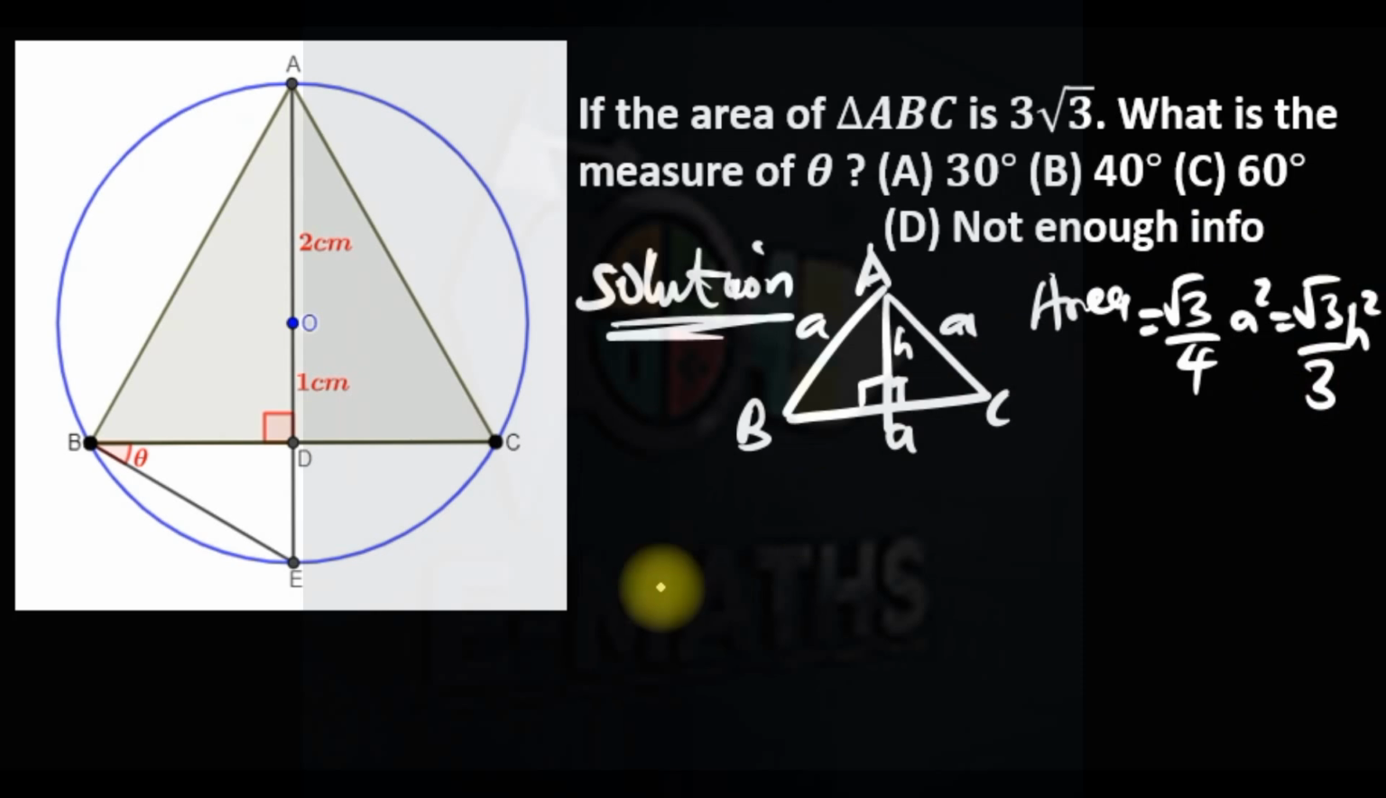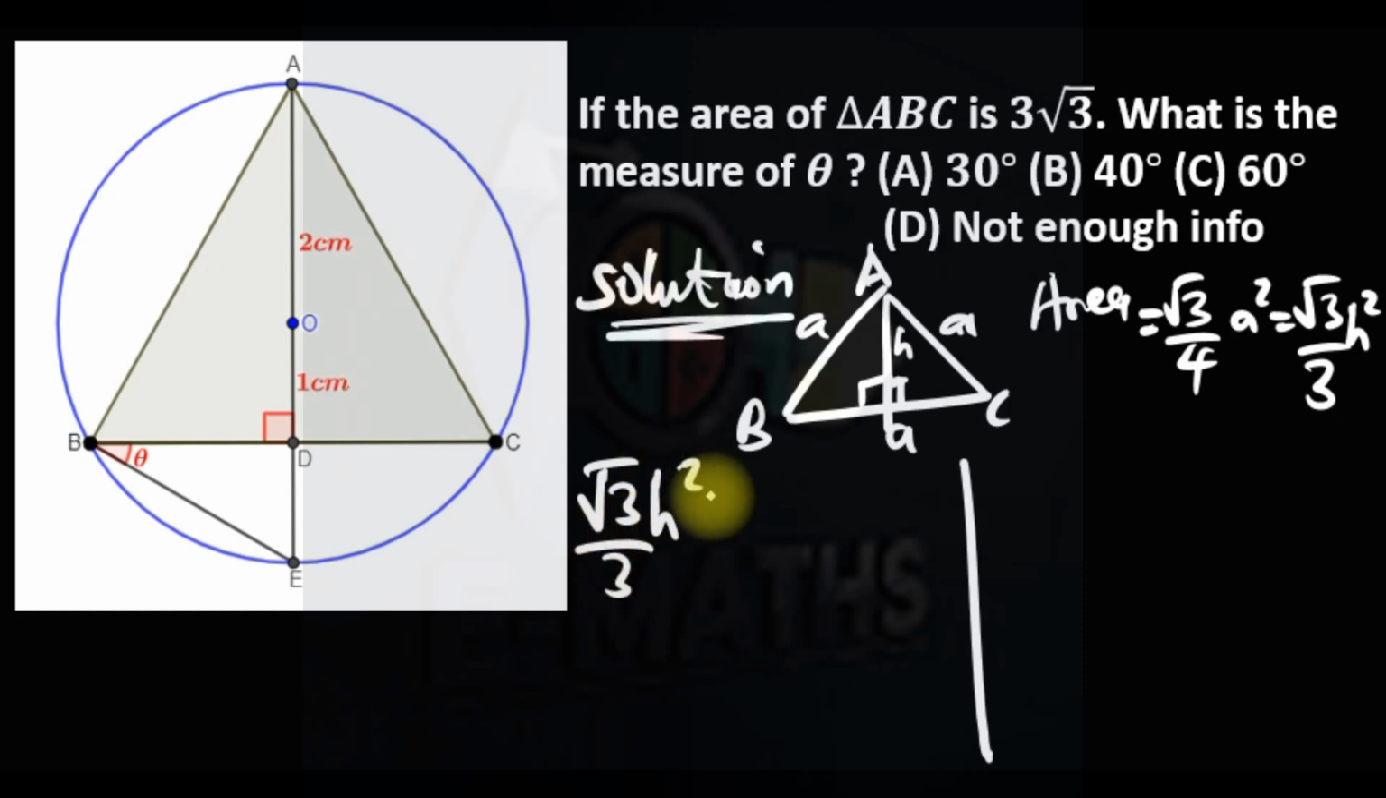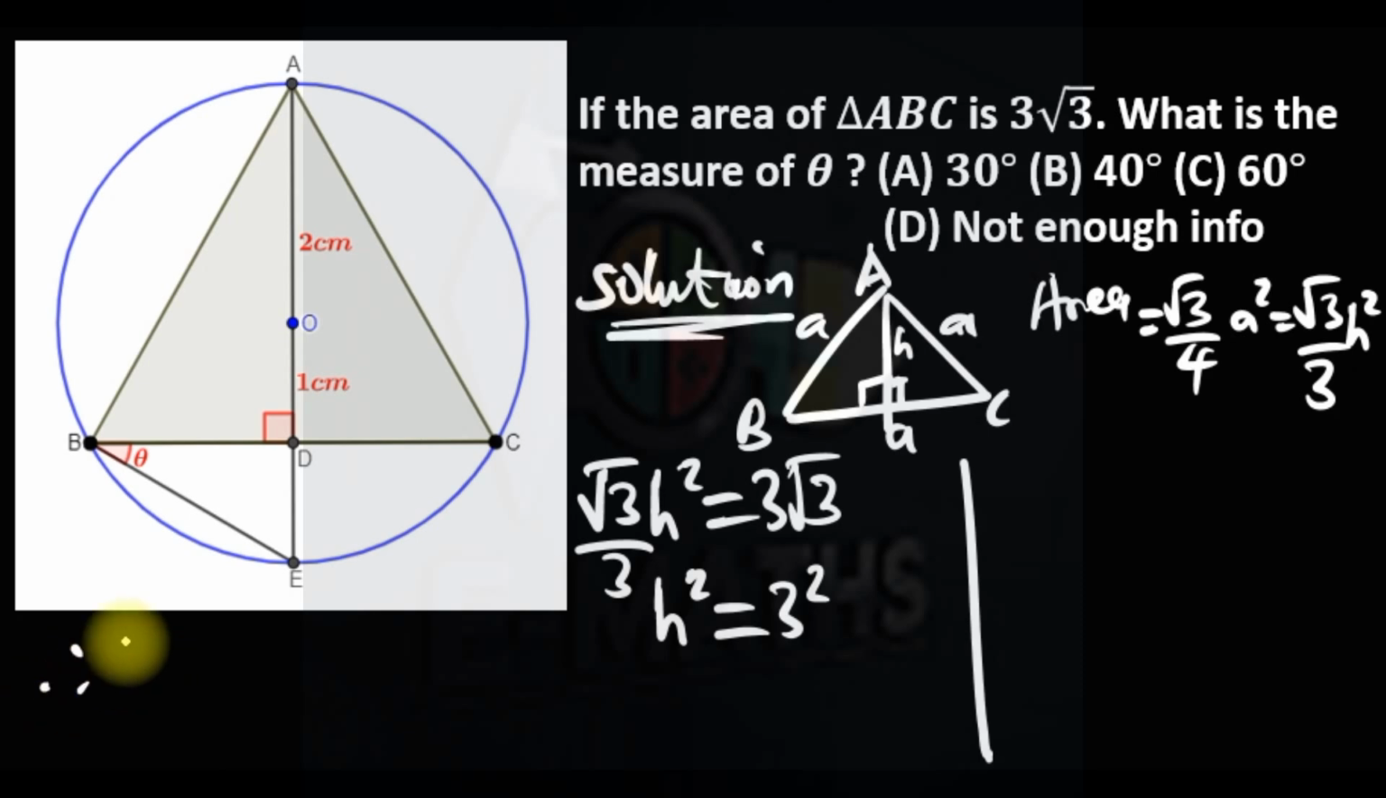So using this, I have root 3 over 3 h squared is equal to 3 root 3. As you can see, root 3 cancels off. 3 times 3 is 3 squared, so 3 squared is h squared. Therefore, h is 3.